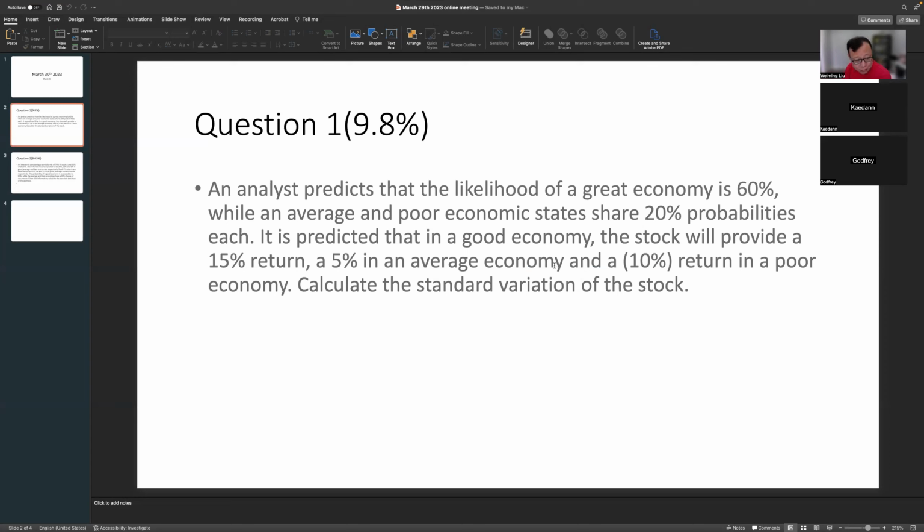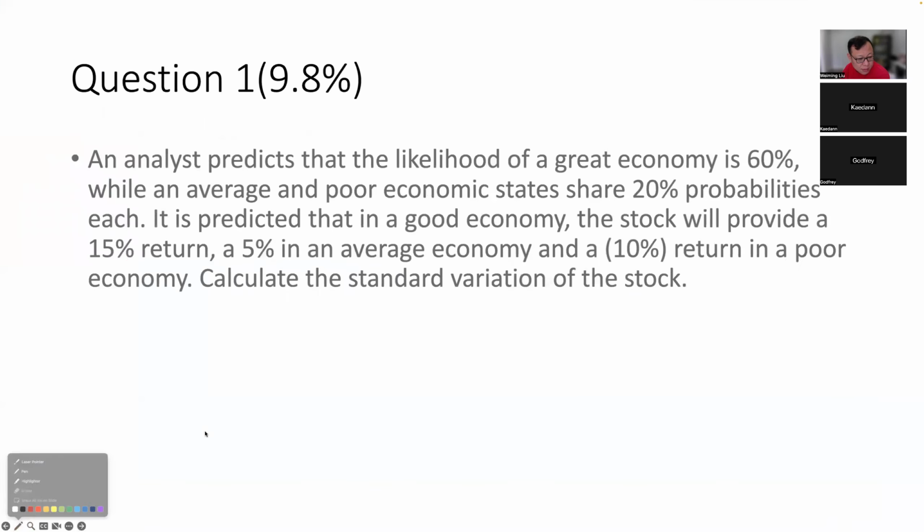Okay? So I'm going to show you how this works. Just give me 1 second. Okay, so in this question, you were asked to calculate standard deviation. In the stats course, you have learned how to calculate standard deviation, right?